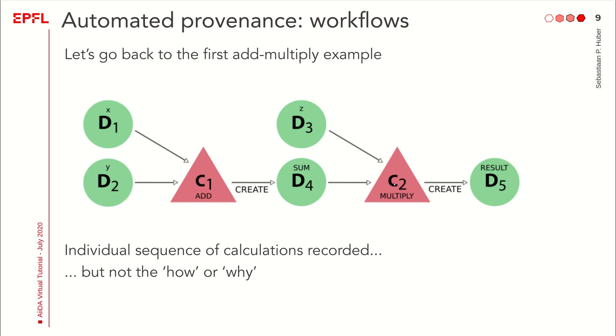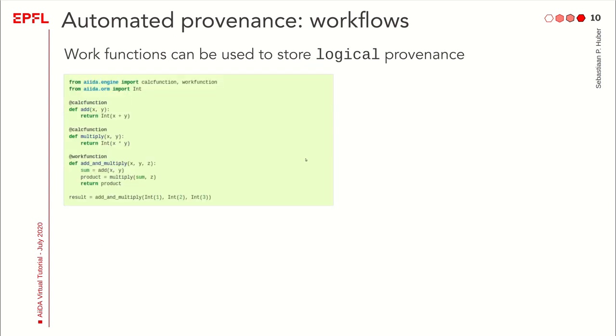And this is what we can use workflows for, not just to automate this, not have to manually launch the multiply after the add, but also to record the logical sequence in the provenance. To do this, you can use work functions. They work very similarly to calc functions, as in they're also a decorator. And so we can use those work functions to create a simple workflow.